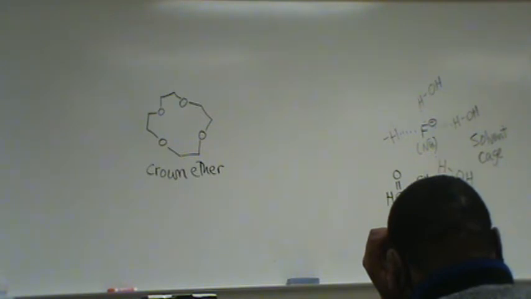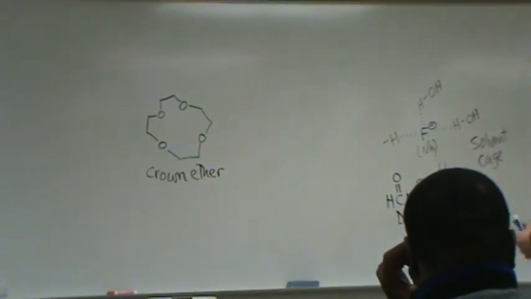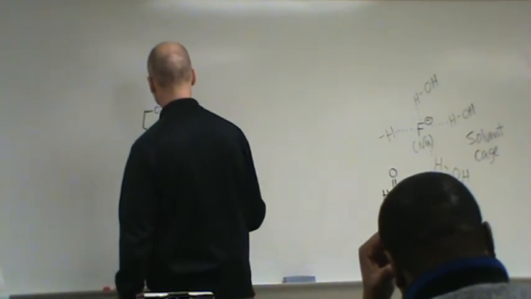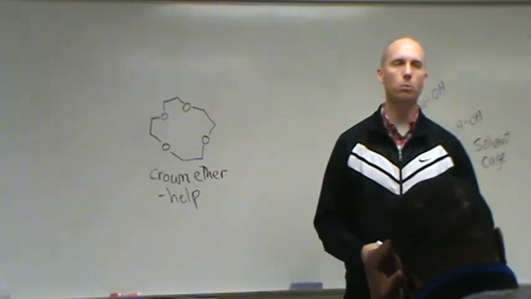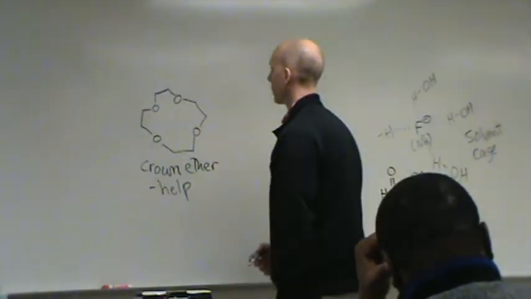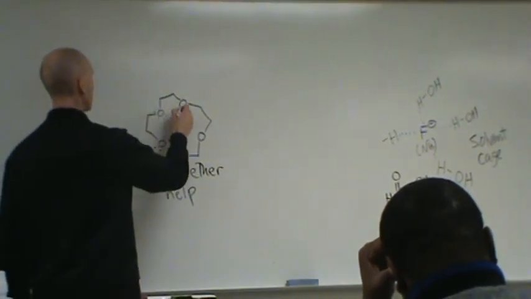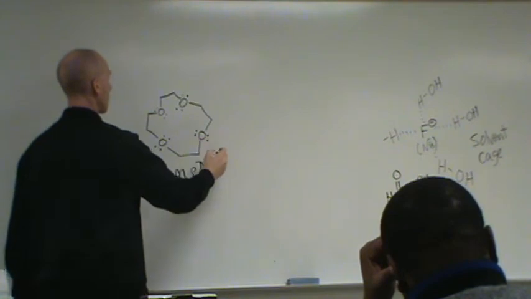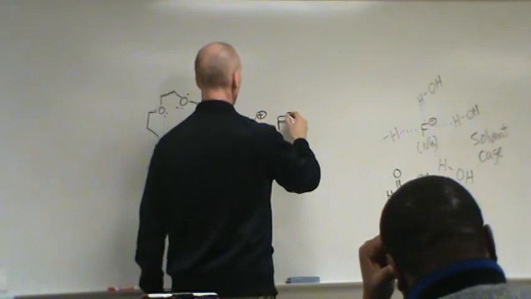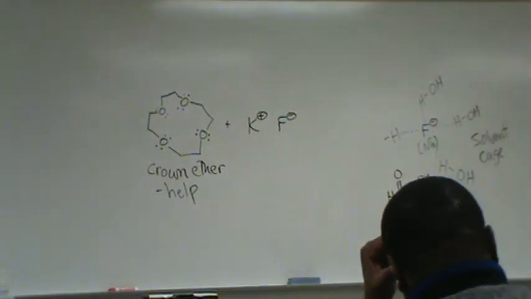Sometimes we can drop a little bit of crown ether into our SN2 reaction to help it. So why would this thing help an SN2 reaction? Well, we've got these lone pairs on the oxygens. Again, let's pretend our nucleophile is F minus.